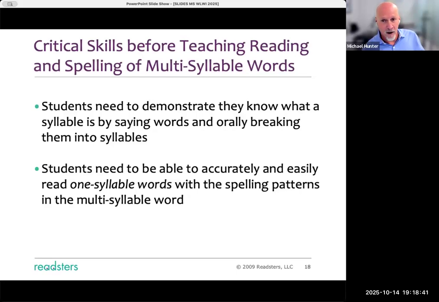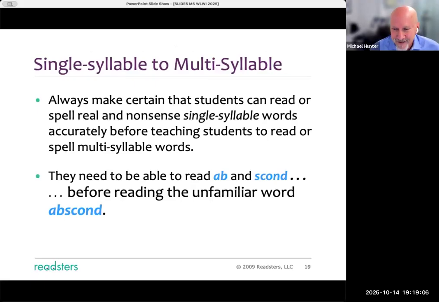So the students need to automatically and easily recognize that A, E, I, O, U are the vowel letters and be able to spot them easily in words. And then critically, students need to be accurate with reading single syllable words in whatever spelling patterns and syllable type patterns you're asking them to read in the multisyllable words. And we'll talk a little bit more about that in a second. Well, we can talk about it right now.